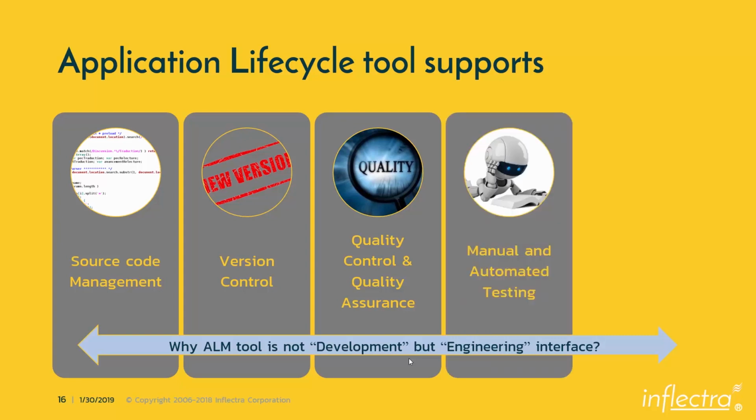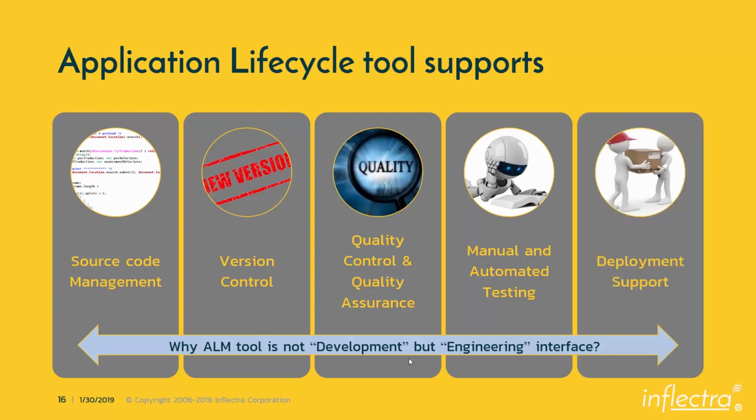Then comes testing. The nature of business is that there will always be certain aspects of the business requirements that need manual testing or automated testing. Productivity gains result from continuously doing automated testing. A good application lifecycle management tool should provide this interface to both manual and automated testing. Finally, last but not the least, a good deployment is also important.